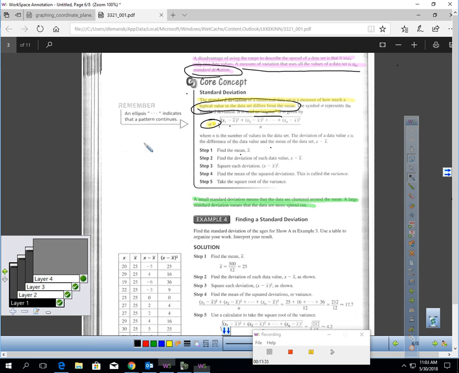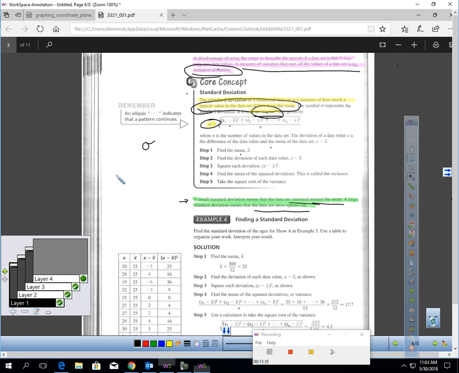There's a symbol for standard deviation. It's called sigma. The symbol looks like an O with a little tail off the end. When you do standard deviation, a small standard deviation means the data are clustered around the mean. But if you have a large standard deviation, that means the data are more spread out.